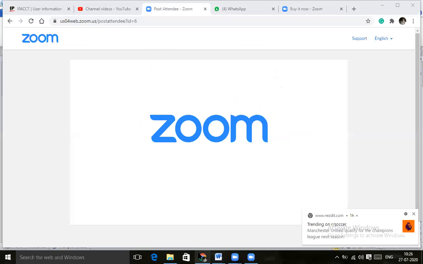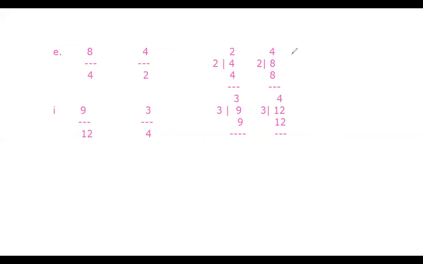Green zoom is showing. My whiteboard is not showing. Now the whiteboard is showing. Somewhere the sound is coming. I'll mute you all. Utkarsh is not saying anything, but sound from Utkarsh is also coming. I have muted him.